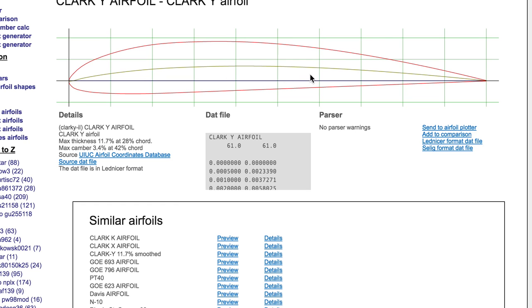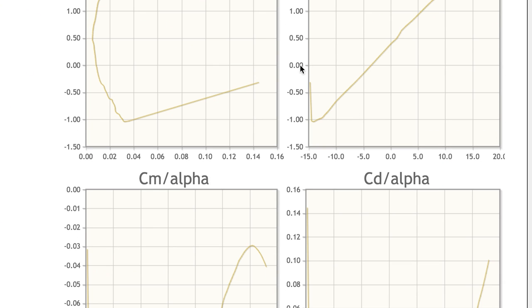Asymmetric airfoils with camber do actually create a little bit of lift at zero angle of attack. You have to reduce the angle of attack a little bit more to what's called the zero lift line to achieve zero lift.